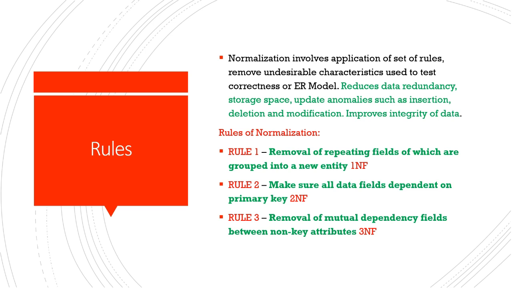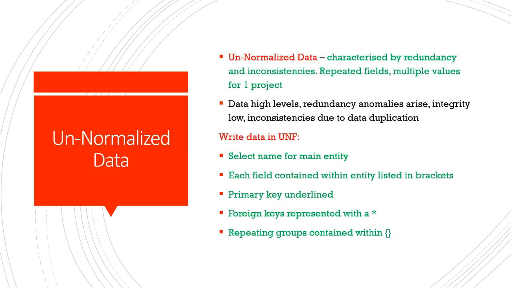How you get from first normal form to second normal form, you follow the second rule, which is making sure all the data fields are dependent on the primary key. And then you get from second normal form to third normal form, you follow the third rule, which is the removal of mutual dependency fields between non-key attributes. So unnormalized data will be characterized by redundancy and inconsistencies and repeated fields with multiple values for one project. When data has high levels of this, then redundancy anomalies will arise and the integrity will be low, with inconsistencies occurring due to data duplication.